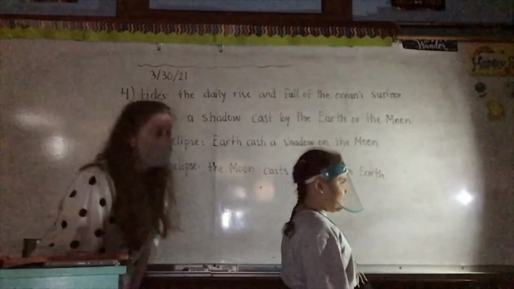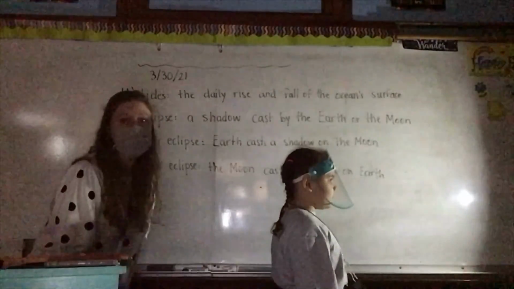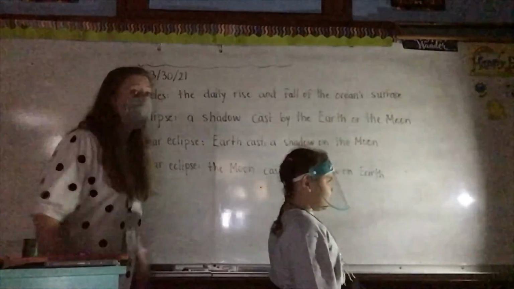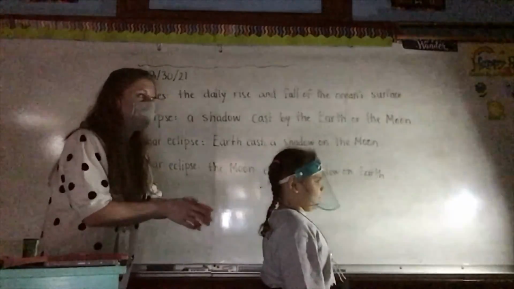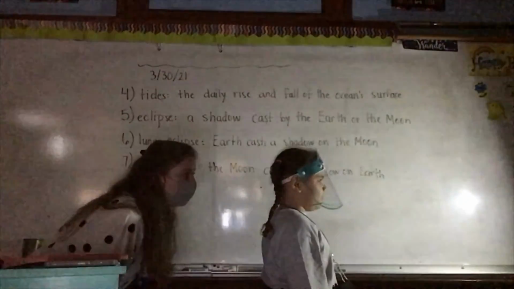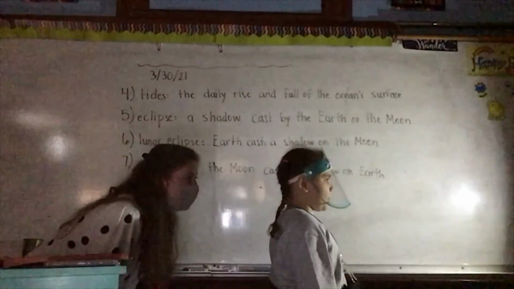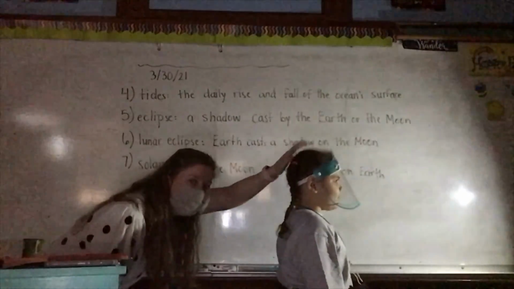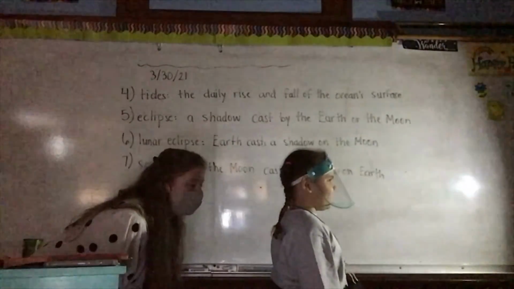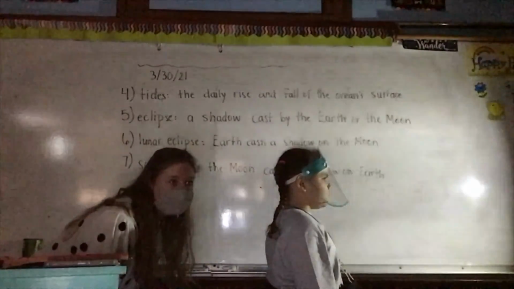But I'm still getting sunlight, right? But during a solar eclipse, we're even. And now, do you see the front of my face is not getting any light because the moon is blocking me? So does everybody see that?